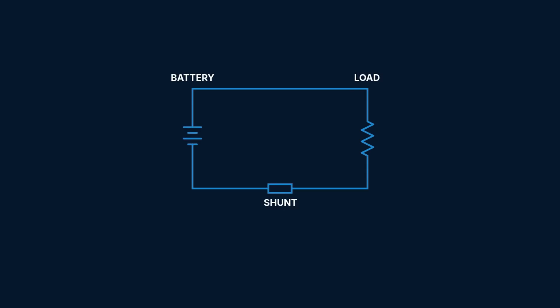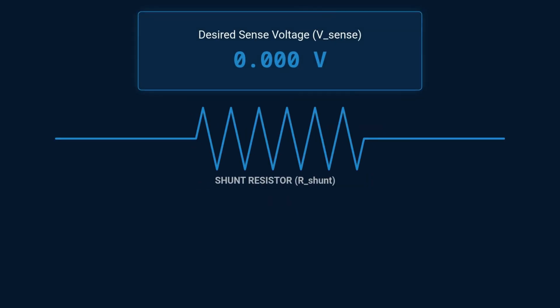First, enter your maximum current in amperes. This is the highest current you expect to measure in your circuit. Next, input your desired sense voltage in volts. This is the voltage drop you want across your shunt resistor at maximum current.